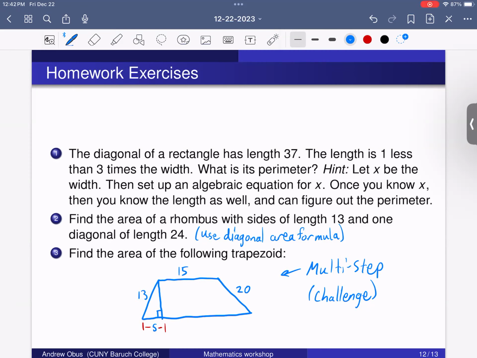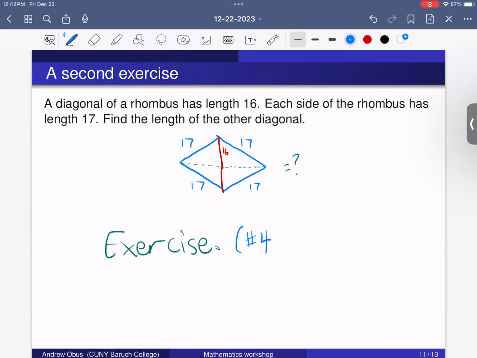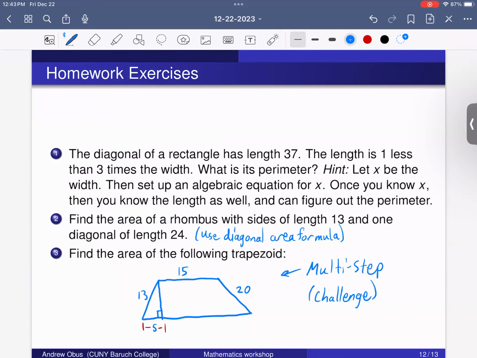Okay, so these are for homework, and then for number 4, you can do the exercise on the previous page. So this is all that we're going to say about quadrilaterals for now.